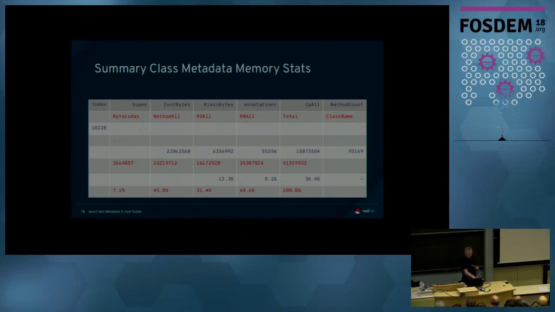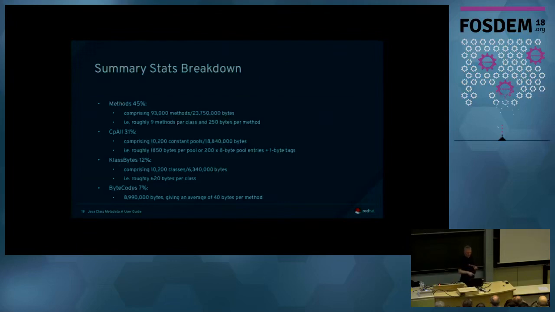You can see there's about 6 meg of class bytes. There's a lot more constant pool data, 18 meg, and there's a lot more method data. And in fact, if you look at the percentages, which are also cited there, about 45% of the metadata is methods, about 31% is constant pool, and about 12% is class bytes. Only 7% of the original byte code is actually left as the method byte codes. That gives you about 9 methods per class on average. These are not untypical values, and about 250 bytes per method.